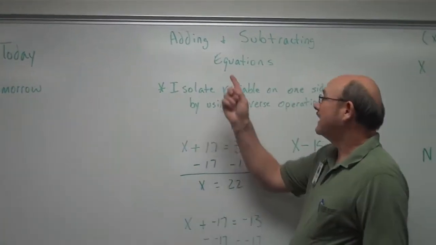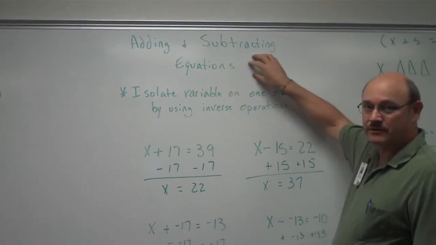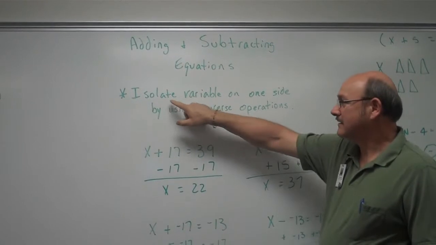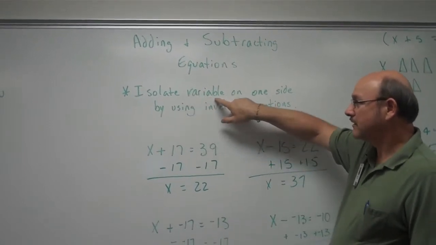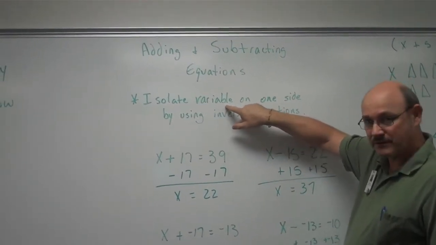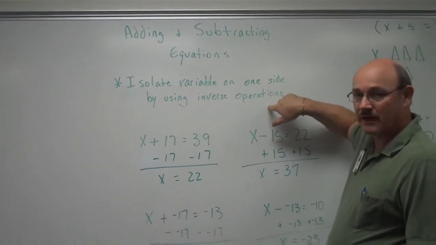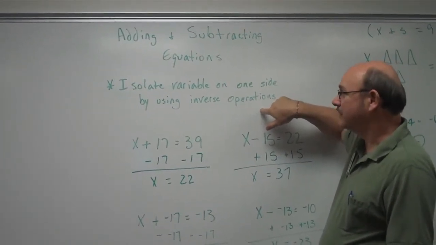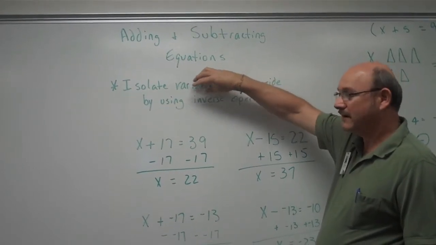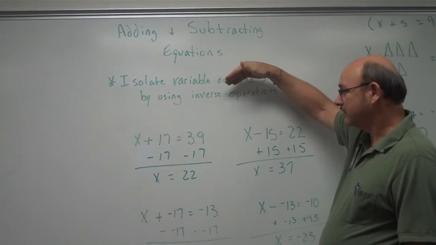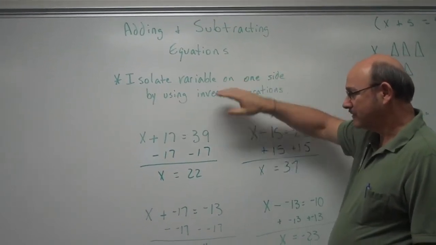Today we're achieving adding and subtracting equations. Okay, our goal in adding and subtracting equations is to isolate the variable. Remember we talked about the variable being a letter representing a number on one side by using inverse operations, or the opposite operation. So we're trying to get the variable, the letter, on one side by itself using opposite operations. Let's look at some examples.